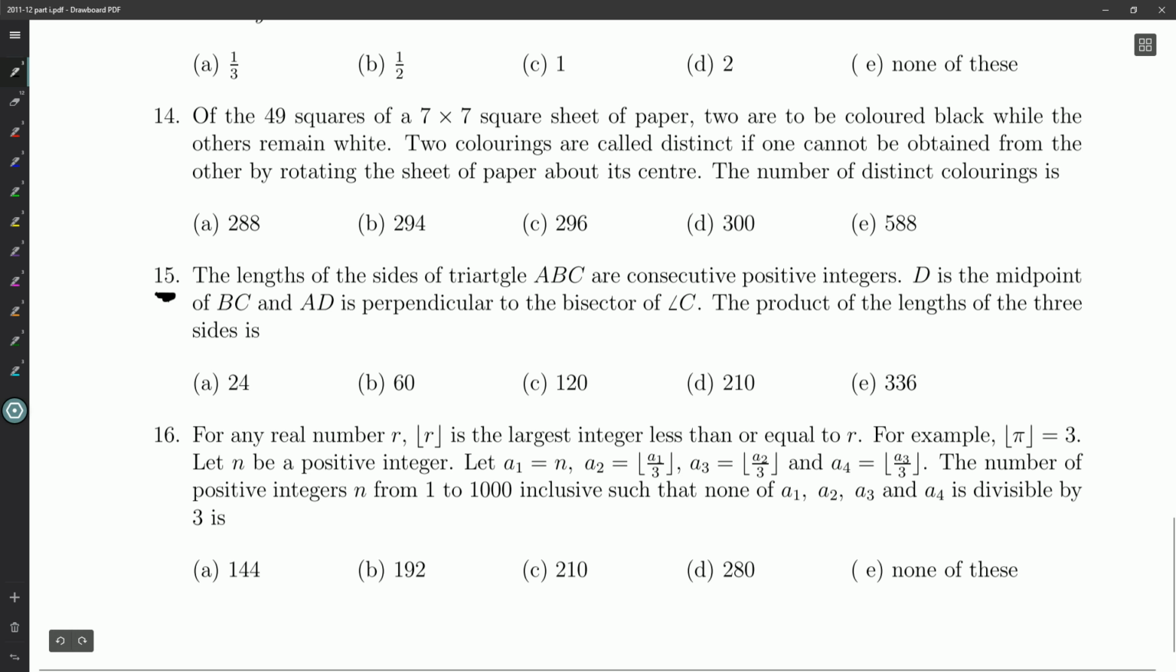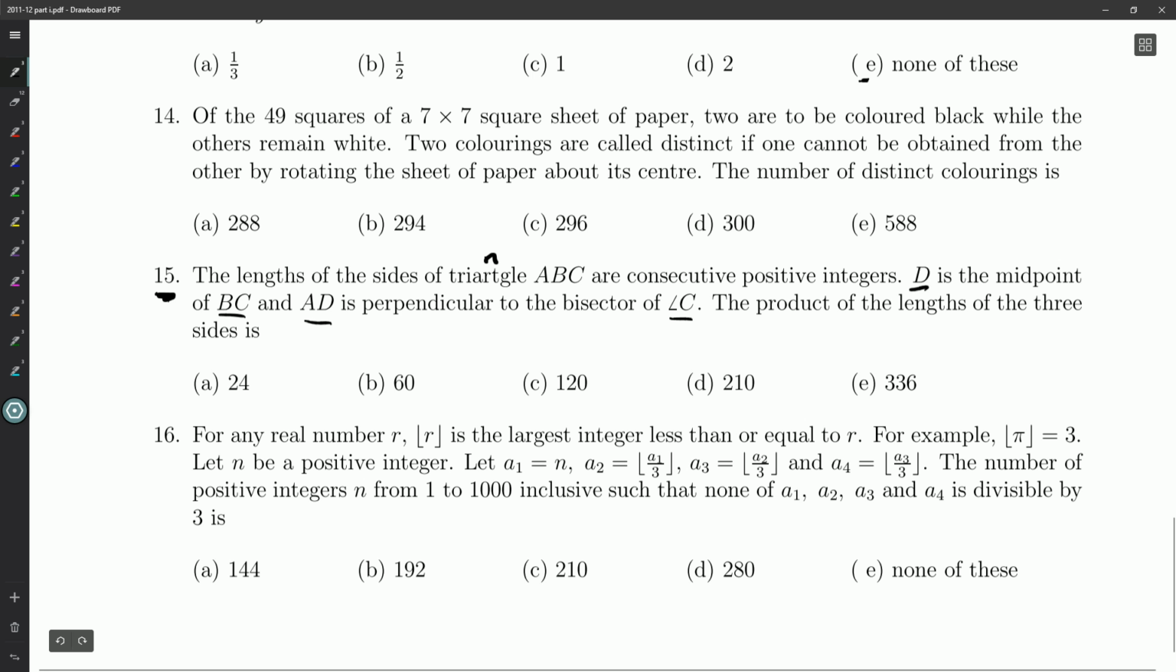The lengths of the sides of triangle ABC... that should obviously be an N, although looking at my keyboard, N and R are nowhere near each other. That's a more interesting typo than the space they had a couple questions ago. I don't know how that got past anyone. Oh well. The lengths of the sides of triangle ABC are consecutive positive integers. D is the midpoint of BC, and AD is perpendicular to the angle bisector of C.